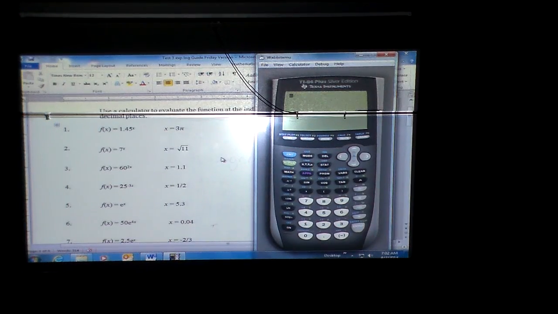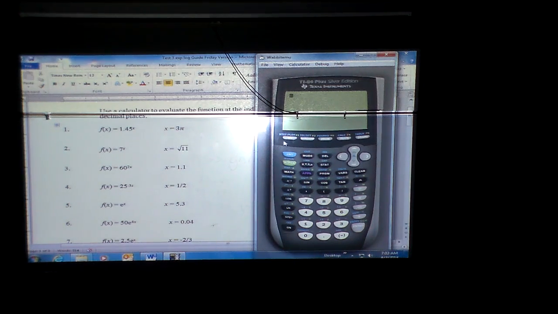Good morning, everyone. This is the review for the test on Friday. Just kind of wanted to go over how to work these particular problems. You'll notice number one, you're going to have to find the calculator. I think it's probably about the 2 decimal places.